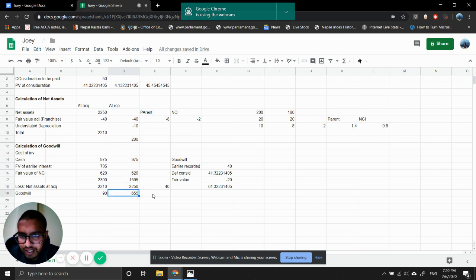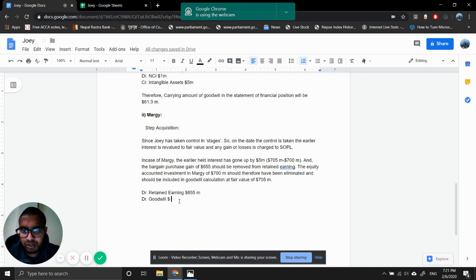So what we can do is that this figure minus this figure should give us 50. Suppose this was 655, that's why it should give us 50. Yep, that's it, and that's how we get a goodwill of 90. So our goodwill over here will be 50 million.